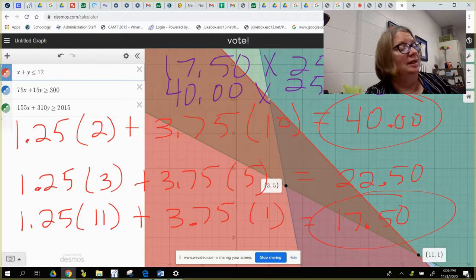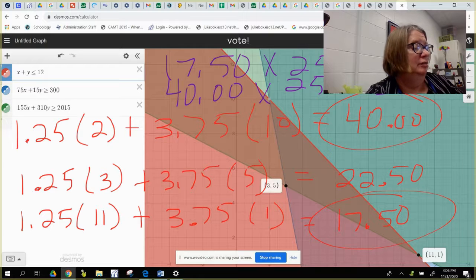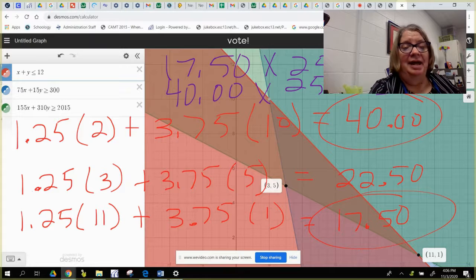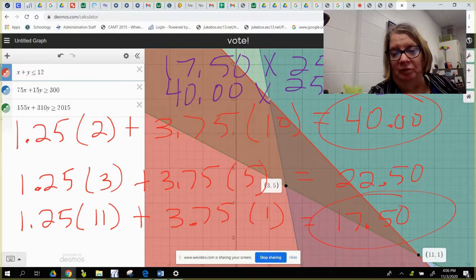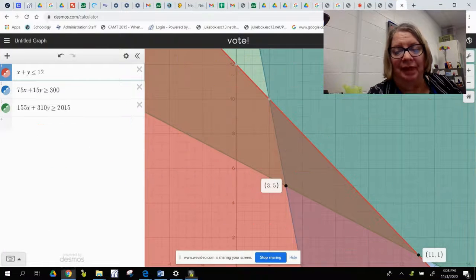We don't need to do anything else with the $22.50 because it's right in the middle. So if you will calculate that minimum and maximum and put that on there, I'll make that an Edpuzzle question for you. And that's what we did today, linear programming, finding the minimum and the maximum.